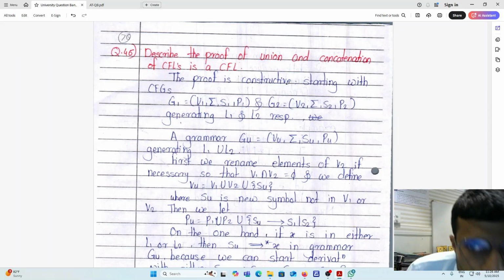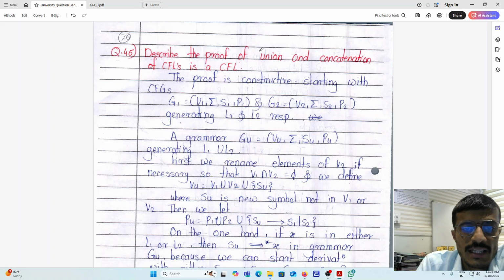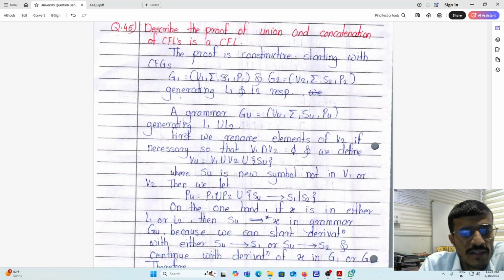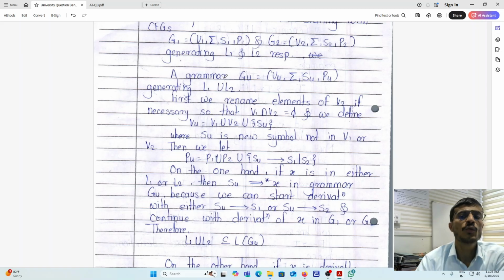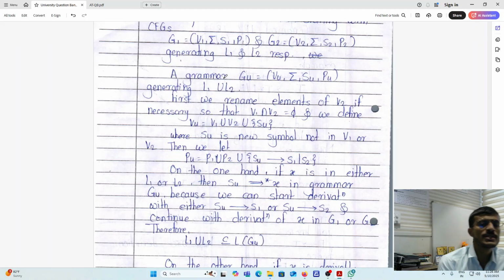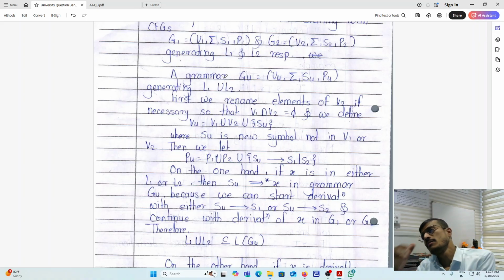Describe the proof that union and concatenation of CFLs is a CFL. Already we have discussed this one. So basically we have to take two grammars, G1 and G2. In case of G1, V1, Sigma, S1, P1. In case of G2, V2, Sigma, S2, P2. And we have to show that they accept the languages L1 and L2 respectively.